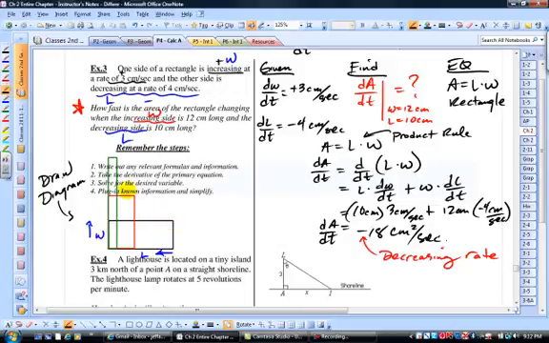You can see how it's getting more long and narrow, and the area is decreasing, indicated by the negative sign on the derivative here. So keep that in mind. Increasing rates are always positive. Decreasing rates are always negative.